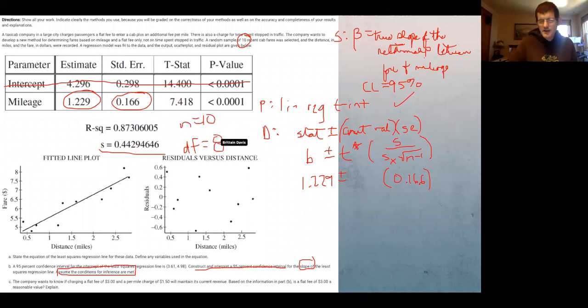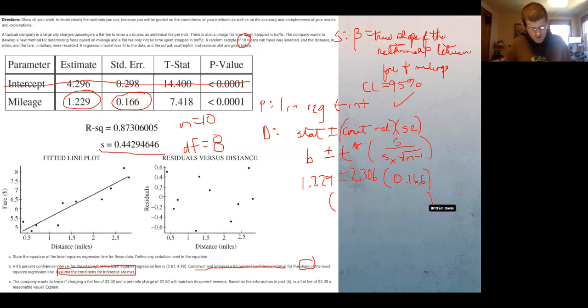So I'm going to find the critical value for 95% confidence level with 8 degrees of freedom. You guys can look that up. And the number I got was 2.306. And let's go ahead and calculate this, get the actual confidence interval just for completeness' sake.